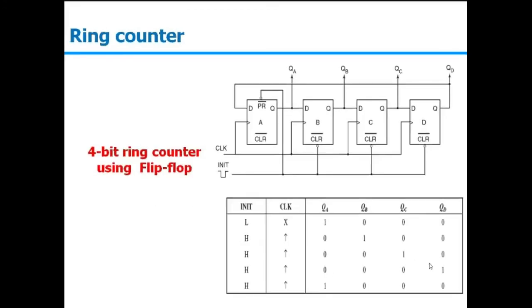If I'm talking about a 4-bit ring counter, we have 4 D flip flops, where the first D flip flop has a preset input, and all the remaining 3 will be cleared. So this is active low with the clear, and this is the preset, which is again active. When the initializing input is low, all will be active, so this will be 1 and these 3 will be 0. So we have initialized our circuit.